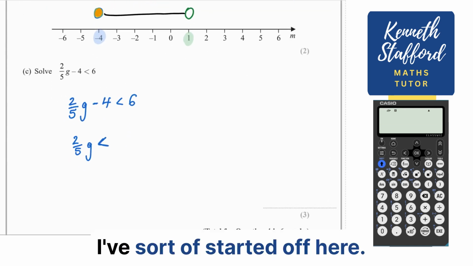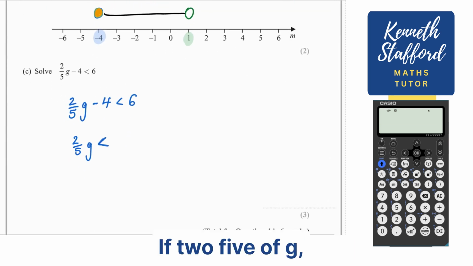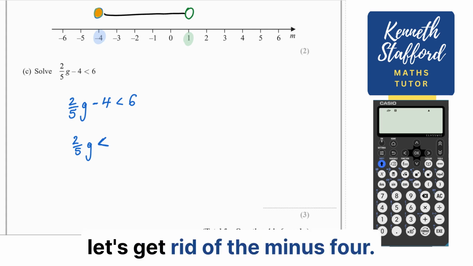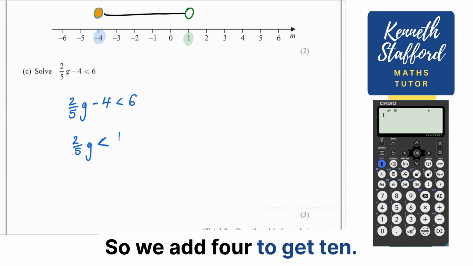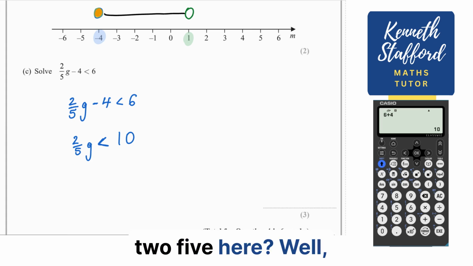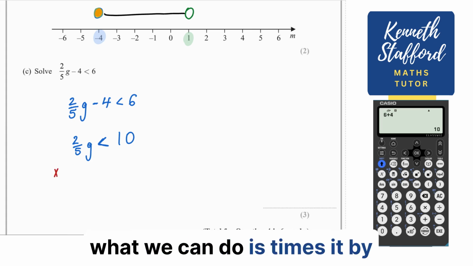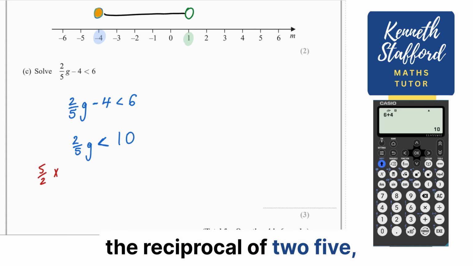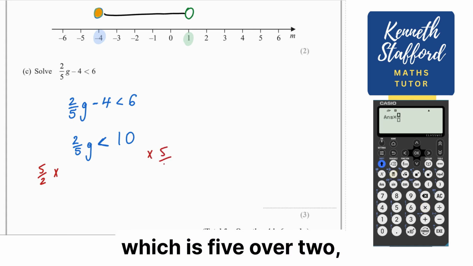Solving an inequality, I've sort of started it off here. If 2/5 of g take away 4 is less than 6, well, let's get rid of the -4, so we add 4 to get 10. How do we get rid of the 2/5 here? Well, what we can do is times it by the reciprocal of 2/5, which is 5/2.